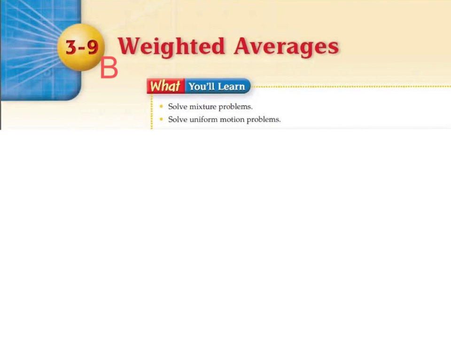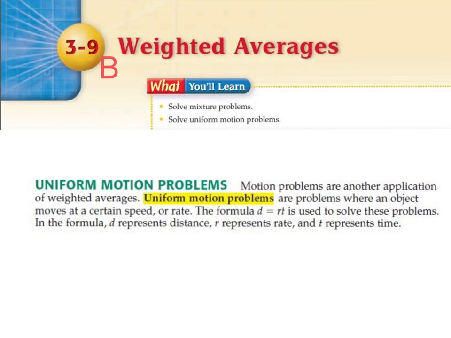We're going to finish up lesson 3.9 by looking at uniform motion problems. Motion problems are another application of weighted averages. Uniform motion problems are problems where an object moves at a certain speed or rate. The formula distance equals rate times time is used to solve these problems. In the formula, D represents distance, R represents rate, and T represents time. You'll want this in your notes.